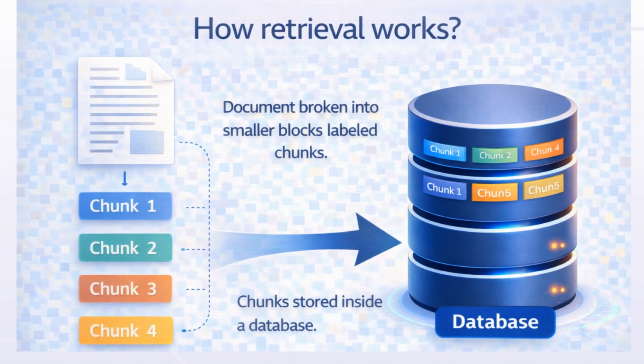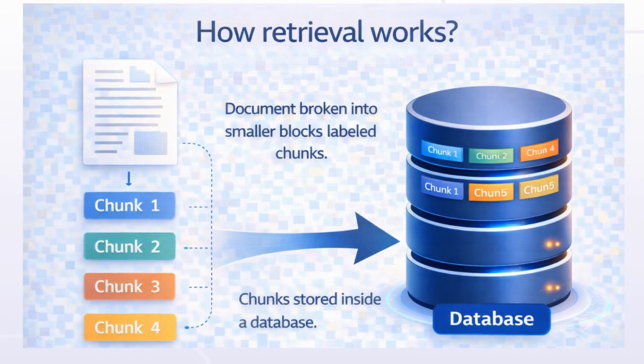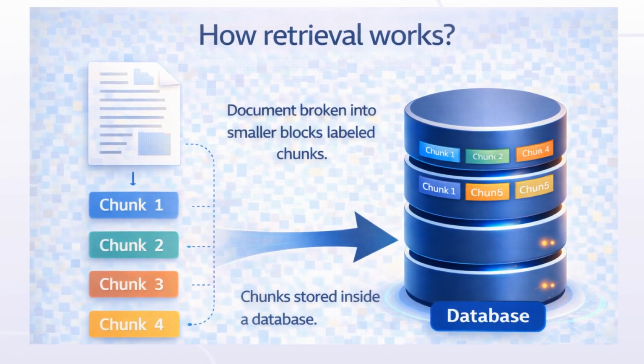To make retrieval possible, large documents are first divided into smaller pieces called chunks. For example, a long PDF might be split into many sections. Each chunk represents a small, meaningful piece of information. These chunks are stored in a database where they can be searched quickly.